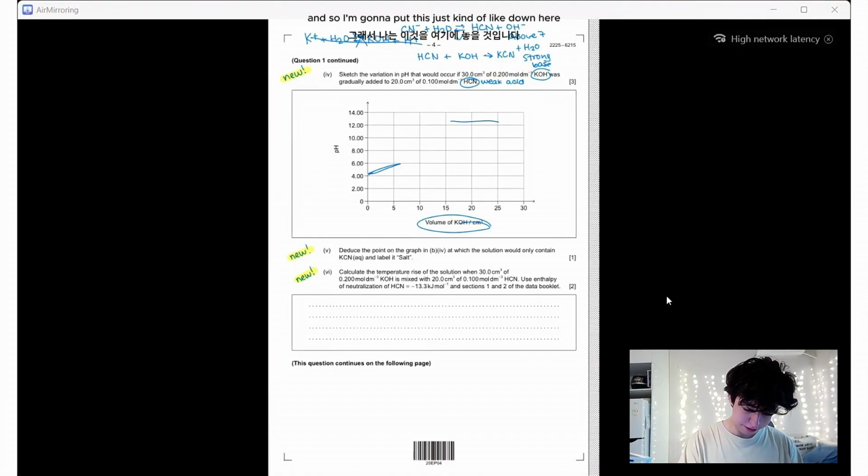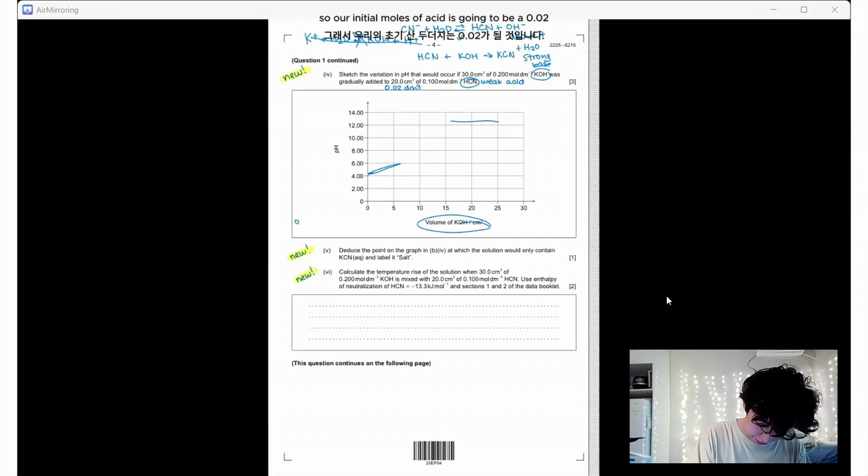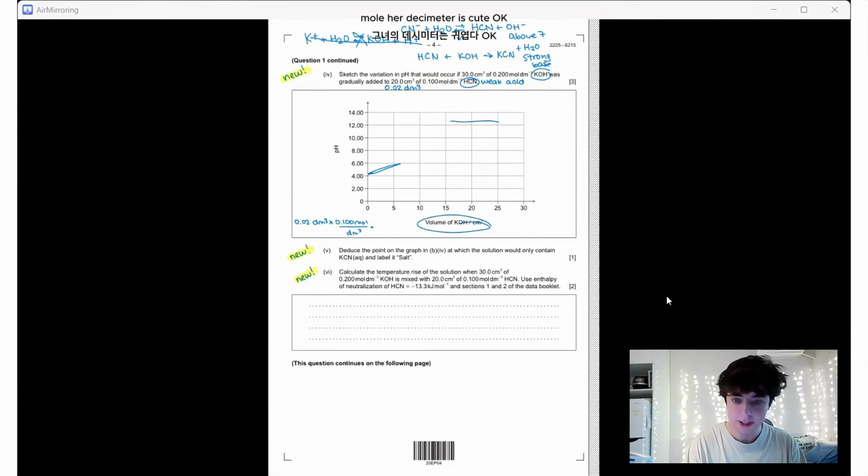Okay. And so I'm going to put this just down here on the side. We have this 20 centimeters cubed, which is 0.02 decimeters cubed. So our initial moles of acid is going to be 0.02 decimeters cubed times 0.1 mole per decimeter cubed. Okay, and so if I put that in my funny little calculator, because I can't do math in my head, 0.02 times 0.1 is 2 times 10 to the negative third moles of acid.